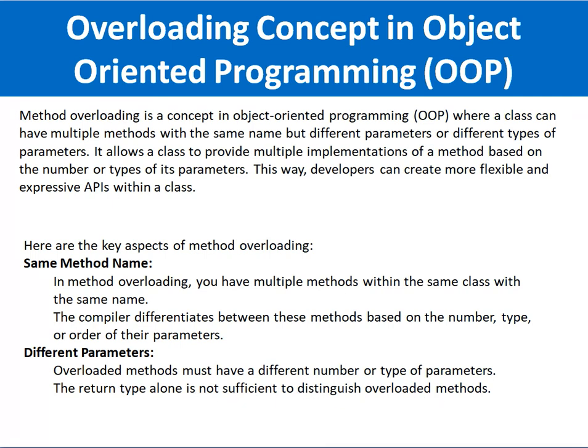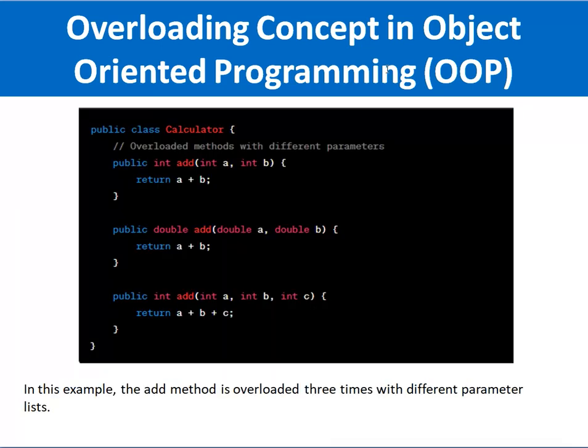So let me give you an example here so that you can understand it in more detail. This is an example of a public class Calculator. Here are the overloaded methods with different parameters. For example, this is public int add, where the return type is integer, and this method takes two inputs, int a and int b, and it will return a plus b. So this is one overloaded method.